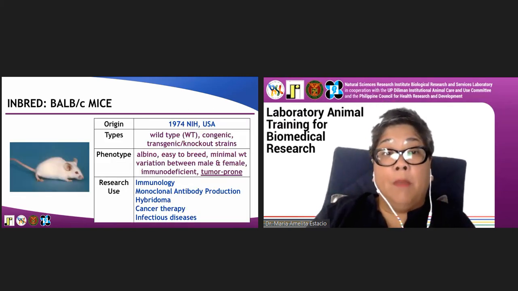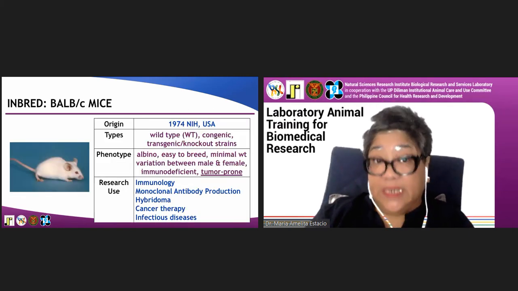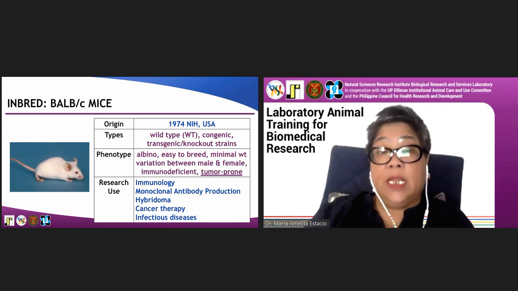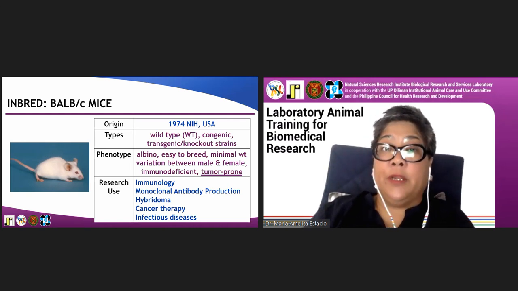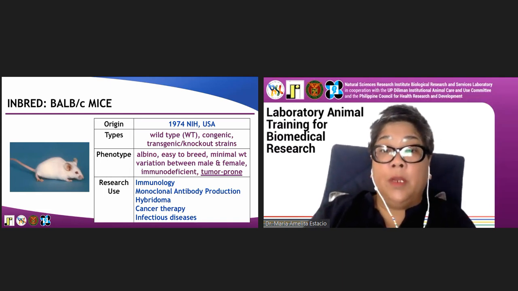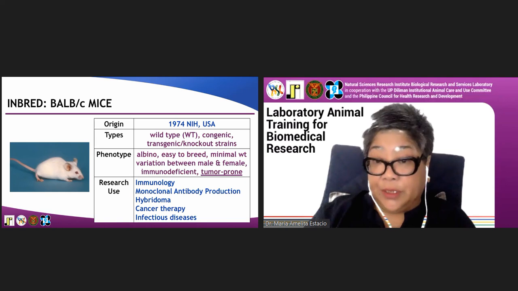Now, another popular inbred strain would be the Bob C. So in the Philippines, RITM is producing it. Unfortunately, they are not selling it, and they're using it for their in-house researches. And the reason for this is because the Bob C is a very popular strain for immunology research.